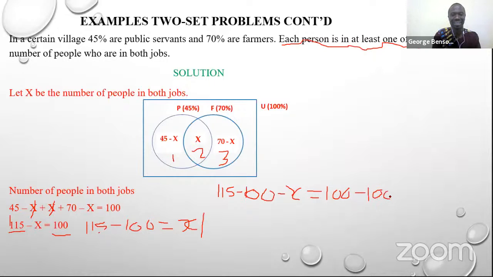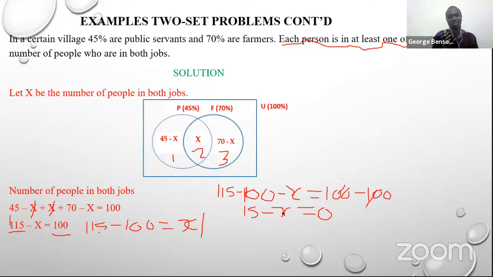Is that okay? And I've been saying if you like, because normally you can simply subtract and do that. So this and that will go away. They will cancel out. And what will be left? 115 minus 100 will be left with 15, right? So it will be 15 minus x, is equal to 0.